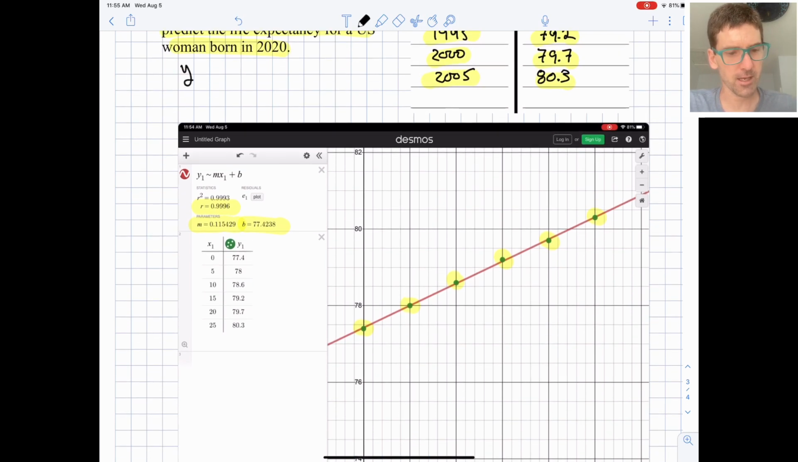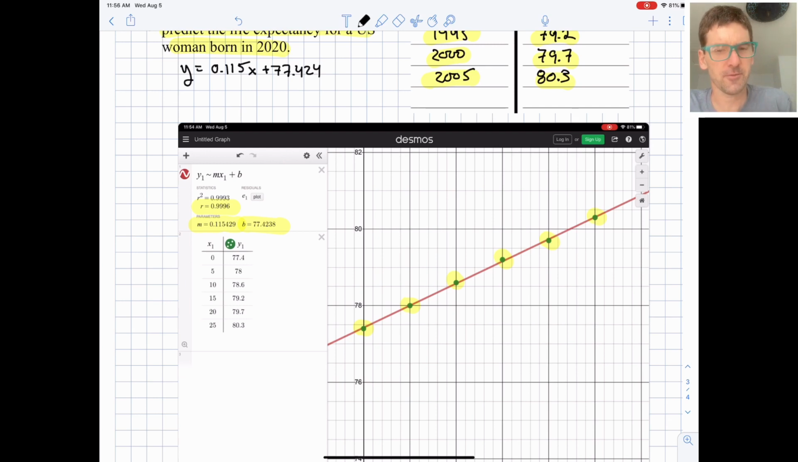We have y equals, I'm going to go to 3 decimal places just to get a little more precision, 0.115x plus 77.424. Okay, so that's our equation that relates the year that a woman is born to her life expectancy.